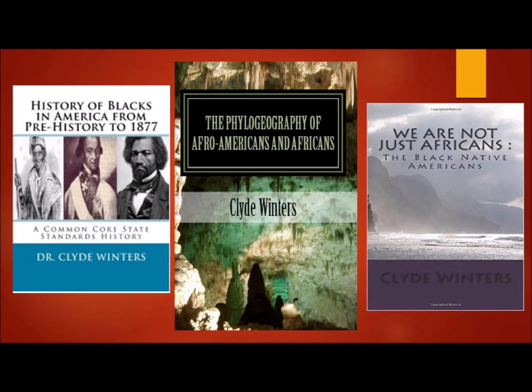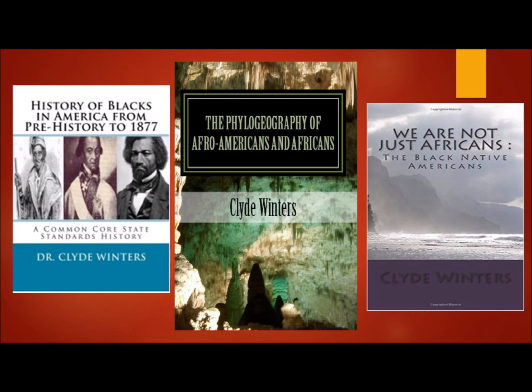Some of the books that can help you to understand where I'm coming from include The History of Blacks in America from Prehistory to 1877. In this book, I provide an overall view of the foundations of foundational Black American history. In this book, I explain that foundational Black Americans have a tripartite origin. Although we've been taught that basically our whole entire origin was in Africa, that's false. In reality, foundational Black Americans have a tripartite origin.